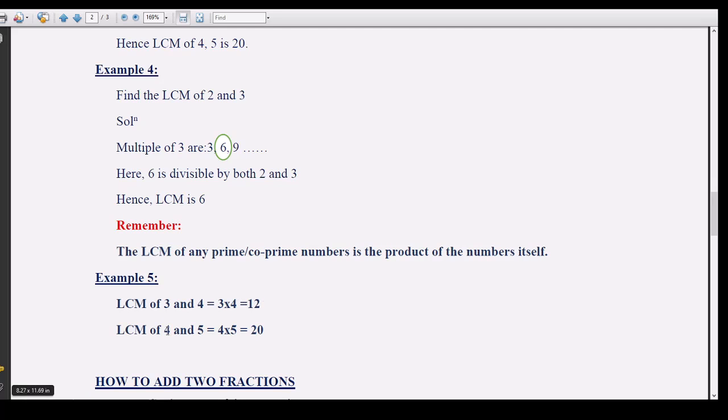Like 4 and 5, they are co-prime. 4 is not a prime number, but 4 and 5 they are co-prime. Therefore the LCM will be 4 multiply 5, which is 20. Clear? Remember this point, that the LCM of any prime or co-prime numbers will be the product of those two numbers themselves.